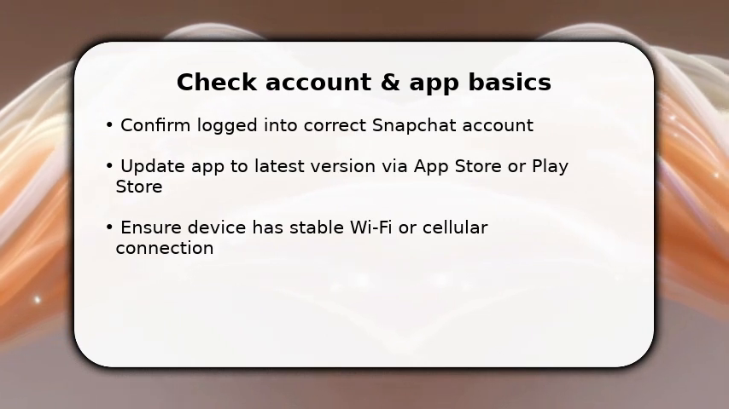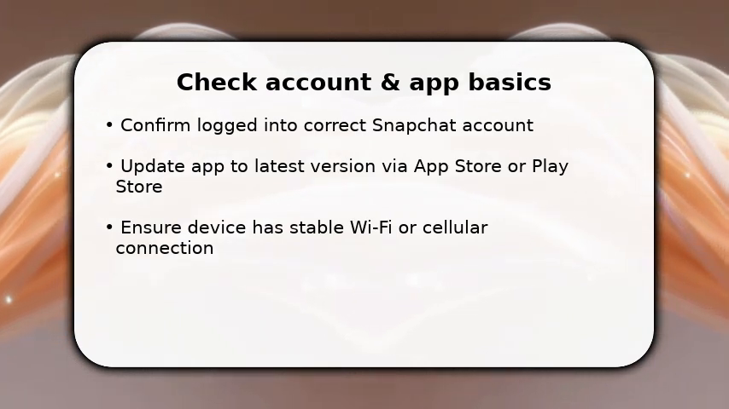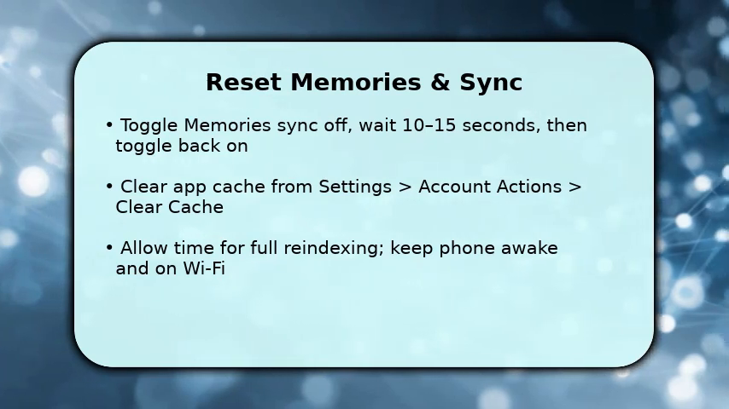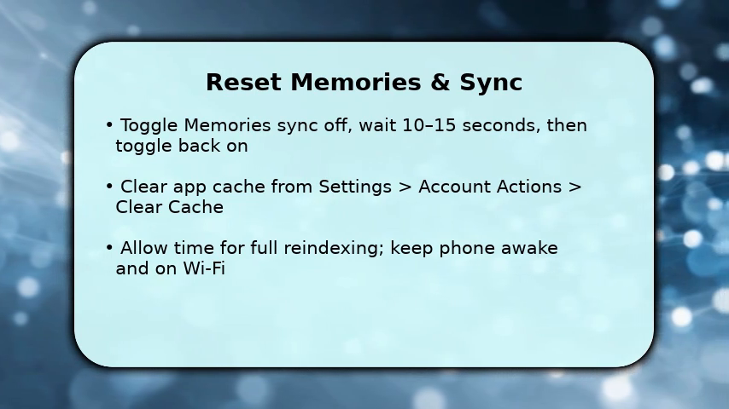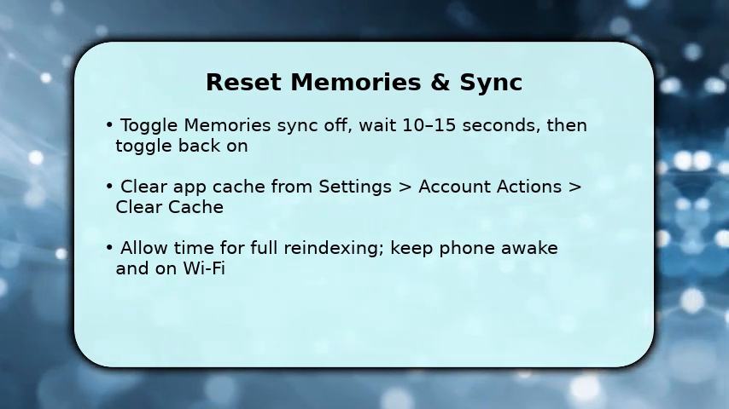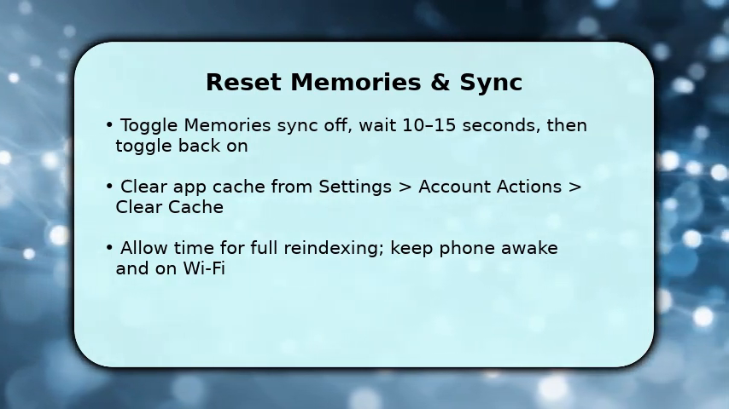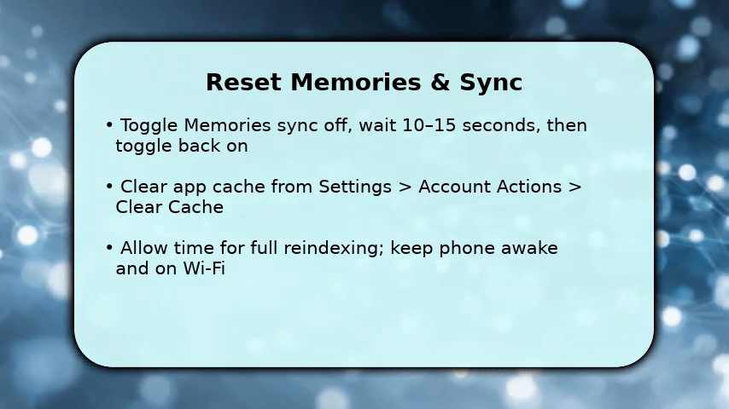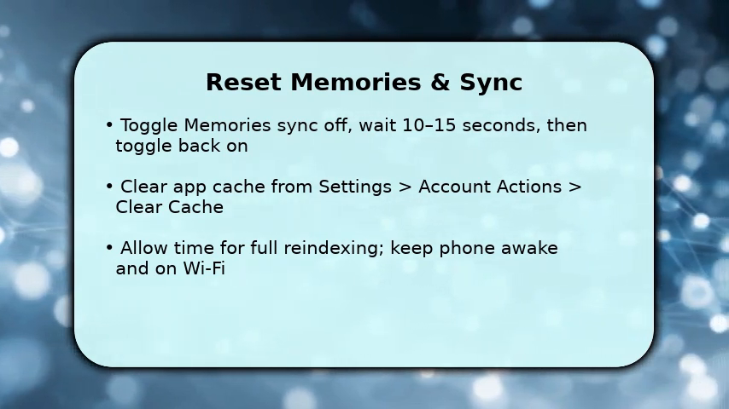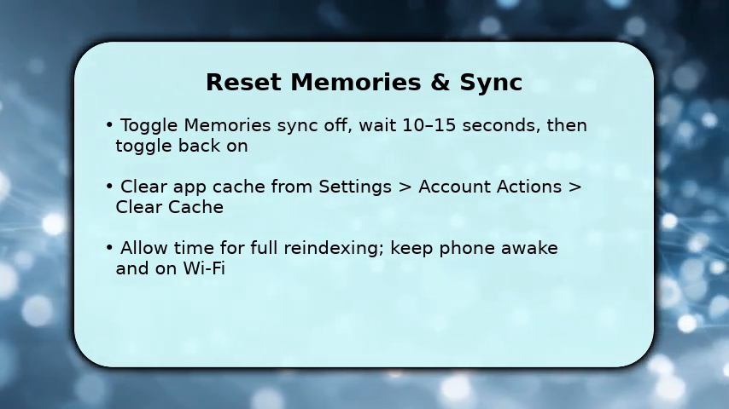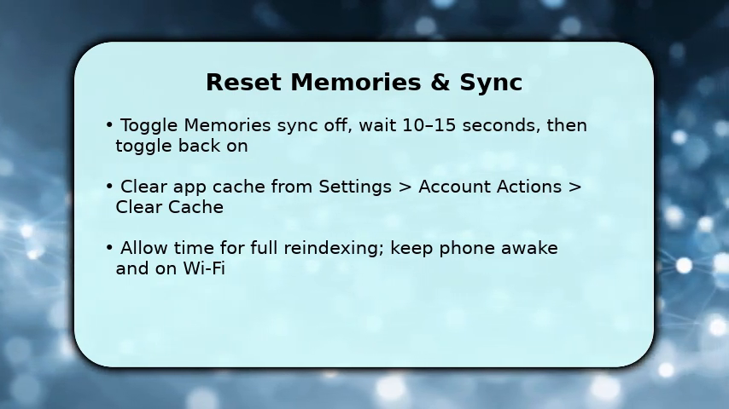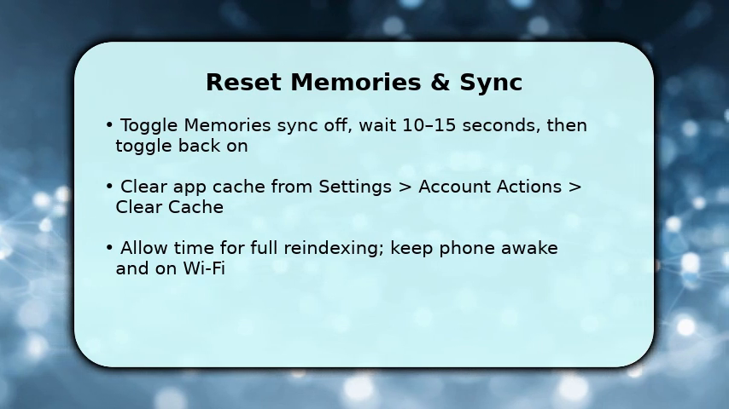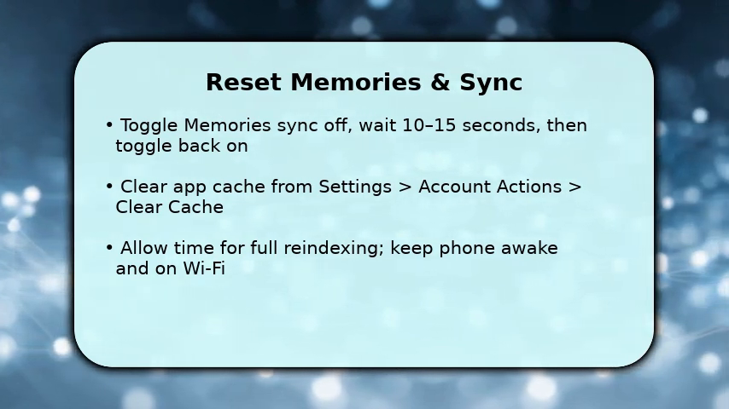Now you handle the middle, more technical steps. In Memories, toggle sync off and wait about 10 to 15 seconds, then toggle it back on to force a fresh sync handshake. While that runs, clear the Snapchat cache from Settings, Account Actions, Clear Cache to remove corrupt temp files. Make sure your phone stays awake and connected to Wi-Fi so the app can reindex and upload without interruption. This reload is why patience here prevents partial or duplicated items.